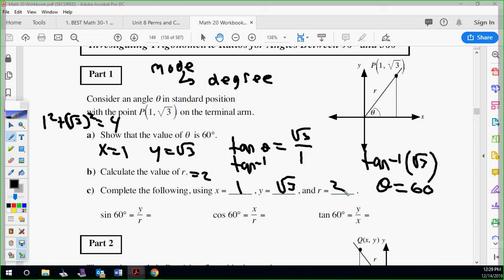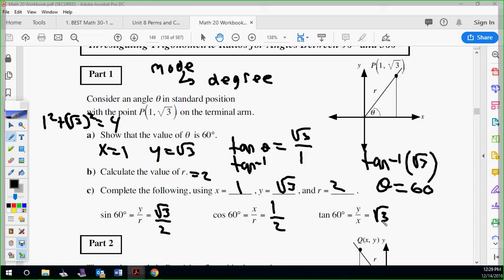So root 3 over 2 is the same thing as sine 60. You'll learn about root 3 over 2 in your project, it's an actual location. Cosine of 60 is 1 over 2. If you put cosine of 60 in your calculator, you're going to get 0.5. Tan of 60, we already know that one. It's going to be root 3 over 1, so root 3. Okay, any questions there?